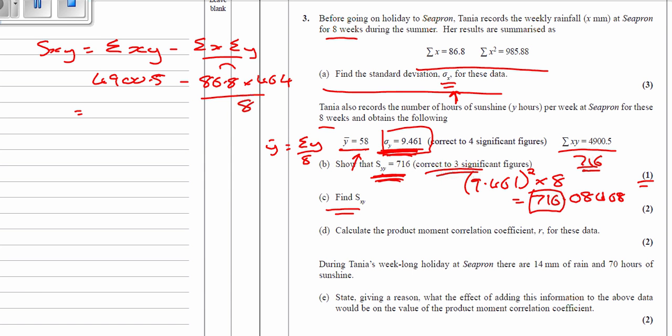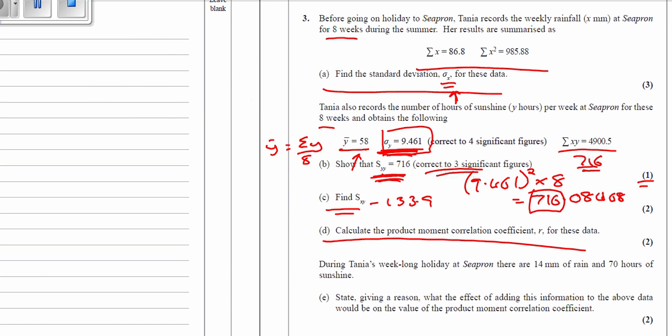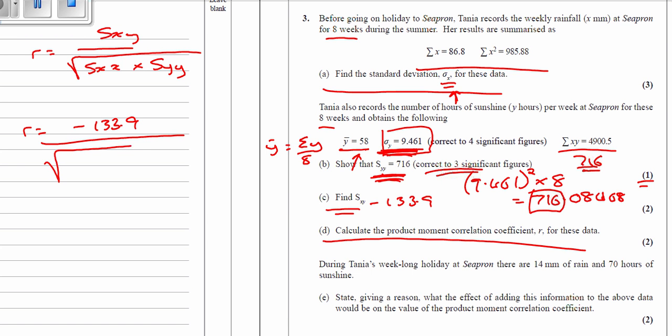So doing that, 4,900.5 minus that gives us minus 133.9. So that's our value of SXY, minus 133.9. And then we've got to work out what the PMCC is. Now, just like before, in previous videos, PMCC R equals SXY over the square root of SXX times by SYY. So R equals minus 133.9 over SXX we don't know yet, but SYY which worked out to be 716.